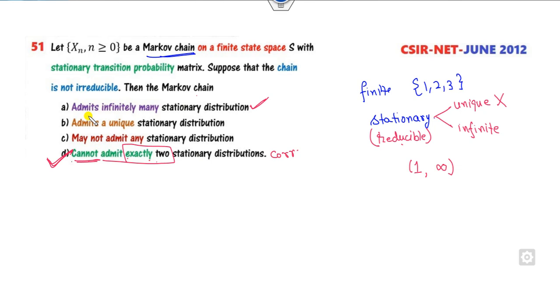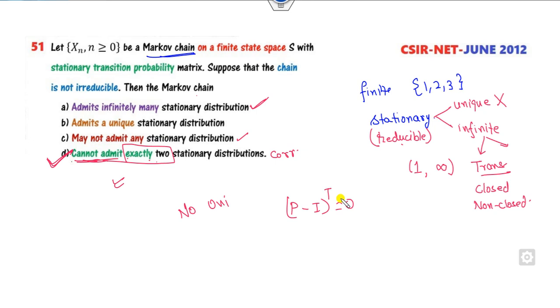Admit infinitely many: sometimes it may, sometimes it may not. Because infinitely many solutions will exist if all the states are transient, or the states are closed or non-closed. Then you are unable to find the conditions for uniqueness. Cannot admit exactly 2, that's correct. May not admit any, that's true also. You may also have no solution, like if you have P minus I transpose is 0. There are so many cases where you are unable to get the unique solution. So that is also a correct option. So our right answer is only D.